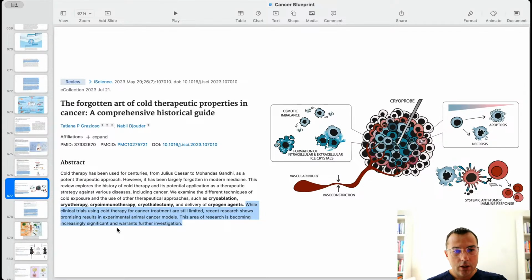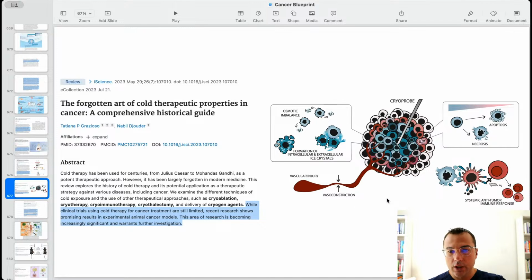So, this paper is titled The Forgotten Art of Cold Therapeutic Properties in Cancer, a Comprehensive Historical Guide, and was published in May of 2023. And it says here, while clinical trials using cold therapy for cancer are still limited or non-existent, you may better say, recent research shows promising results in experimental animal cancer models. The area of research is becoming increasingly significant and warrants further investigation. Will it get done? I would be very surprised, but it should be done.